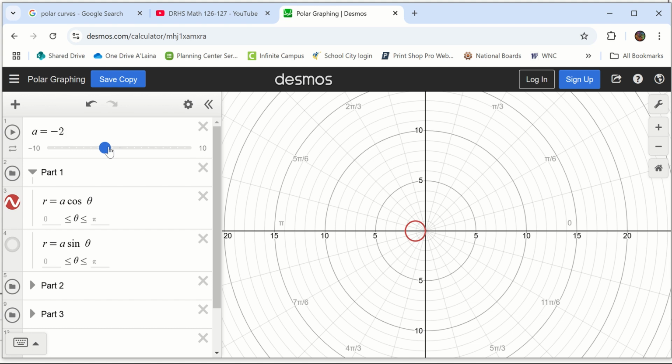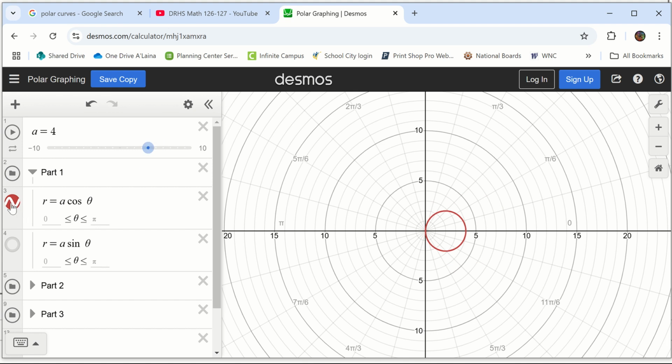But what if I use a negative? Still a circle. The diameter is the absolute value of a, but now I'm on the left side. I'm still on the x-axis because this is cosine, but I'm on the left side. So you can see what happens here.